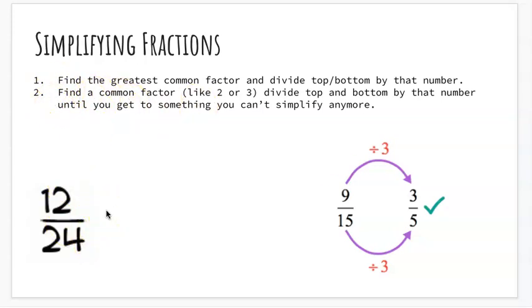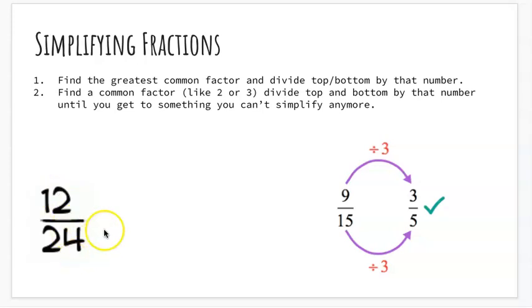so a smaller number. You divide the top and bottom by that number, and then you keep going until you get something you can't simplify anymore. So until you get like a prime number. So let's try it with 12 over 24. Now, many of you might already see how to do it with number 1, but I'm going to show you how to do it with the second method.